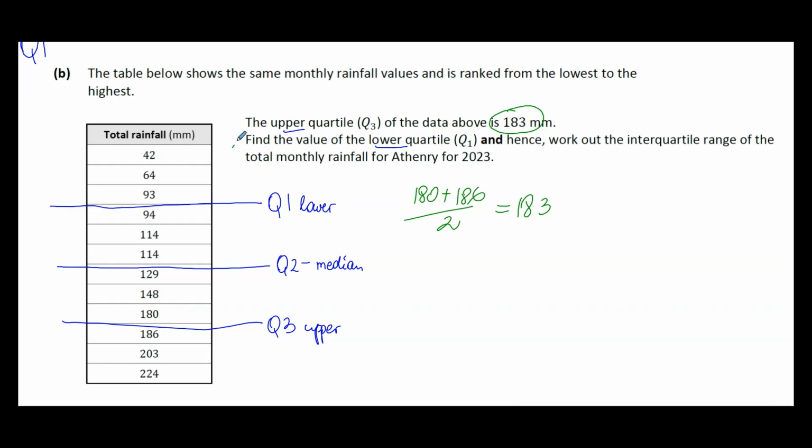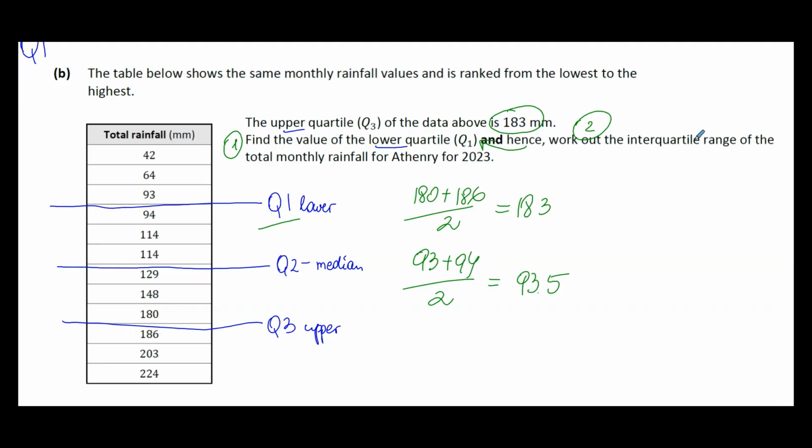So now we have to find that lower one, and hence using that, the second thing we have to find is the interquartile range. So how do we find the lower one? Exactly that. We add up the two values and divide by 2. We put that in the calculator and we get 93.5.